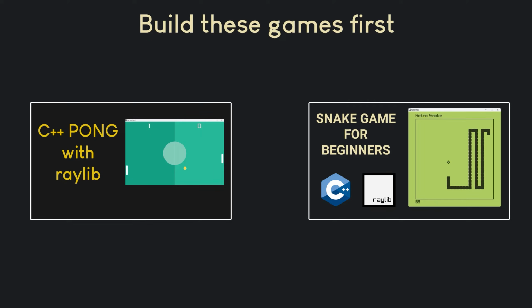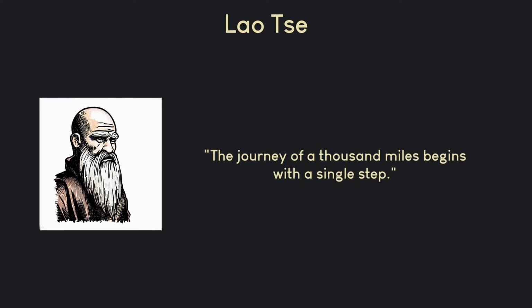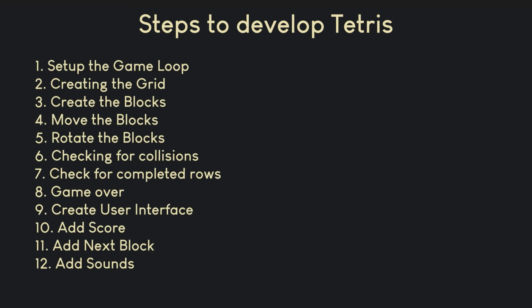So, if you have set up everything and you can compile and run a simple raylib example program, we are ready to go. As Lao Tzu once said, the journey of 1,000 miles begins with a single step. So, let's take that first step towards creating our own Tetris game and see where this journey takes us. Tetris may seem complex and challenging to develop, but fear not. We will take a divide and conquer approach to make it more manageable. In this tutorial, we will break the development process down into 12 steps.